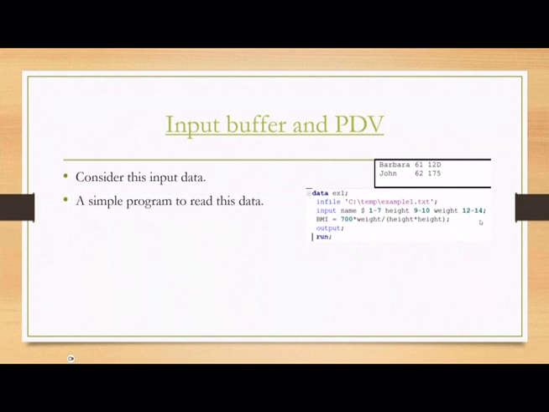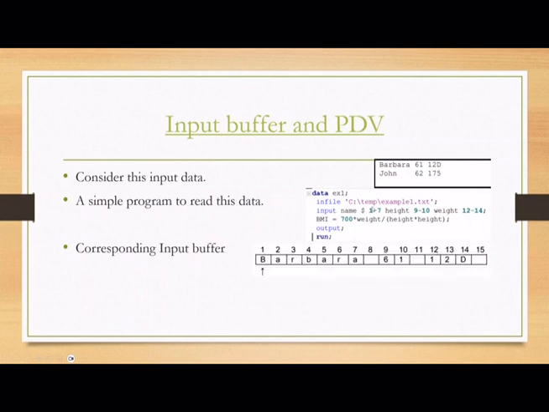And this is where _error_, which we talked about, and _n_ will highlight where the error was. Okay, so let's go forward. When we look at the input buffer, because this is coming from an external file, the input buffer is going to look like this.